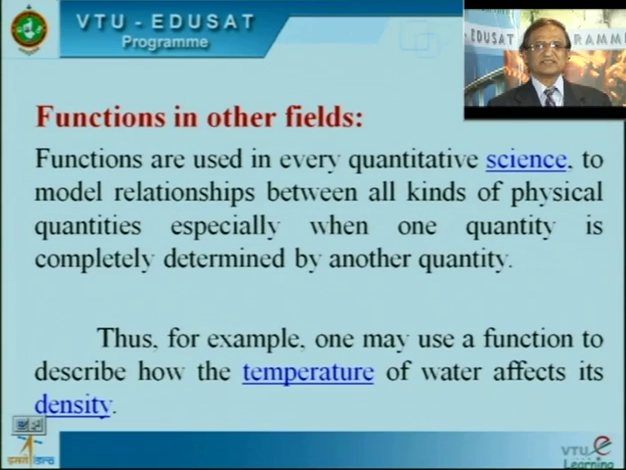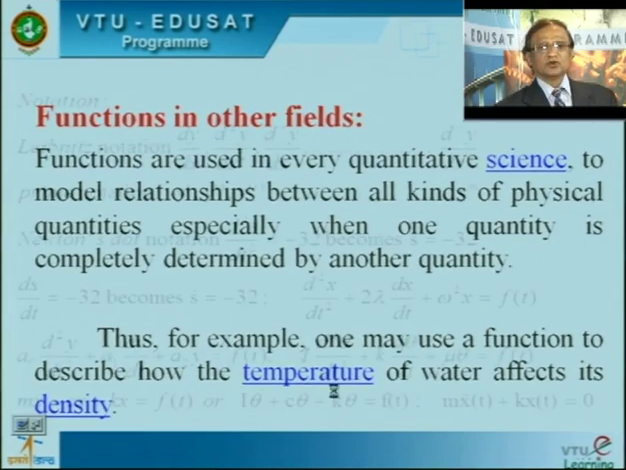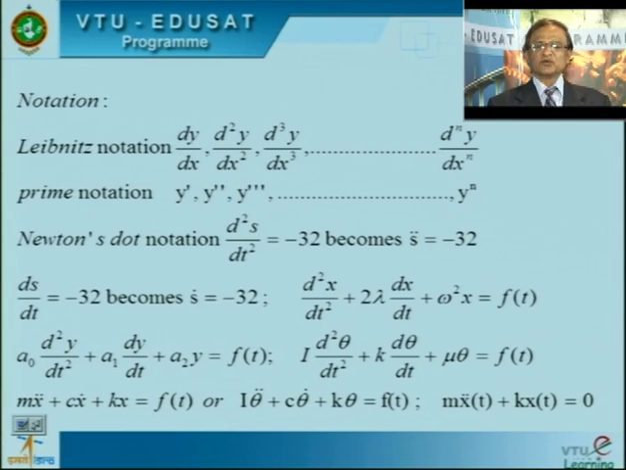We can use functions in other fields also. Functions are used in every quantitative science to model relationships between all kinds of physical quantities, especially when one quantity is completely determined by another quantity. For example, one may use a function to describe how the temperature of water affects its density. So, instead of using f, we can use words like temperature and density to represent a particular function.